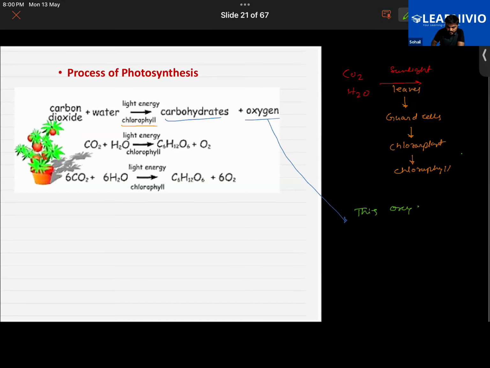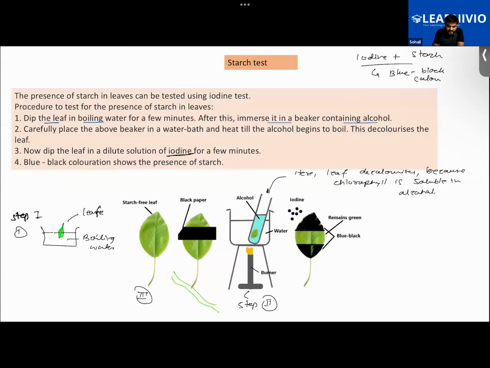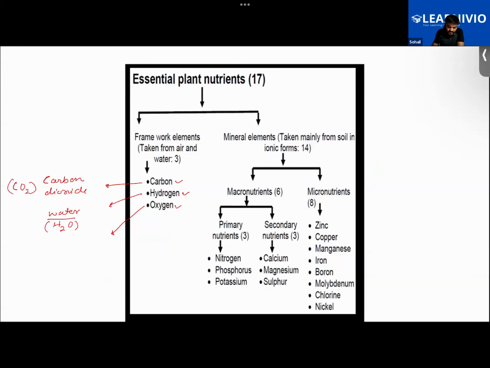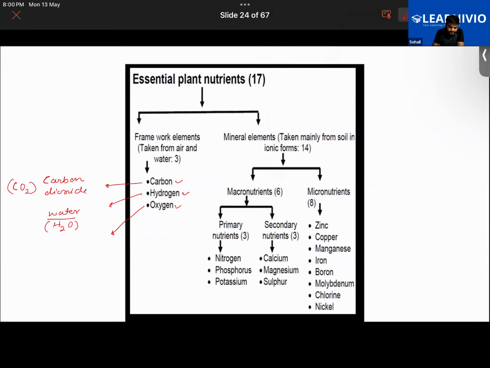Yes, sir. So this oxygen is used by plants in respiration. Again, it's not like all of the oxygen is used. Only some of the oxygen is used to carry out the process of respiration, while the rest is released from the stomatal pores.